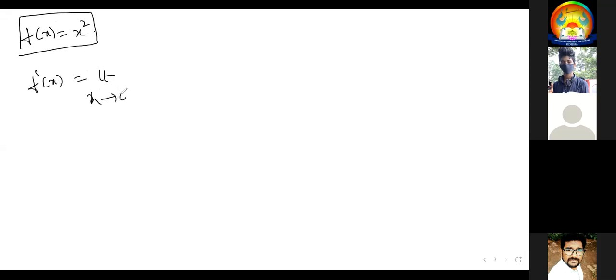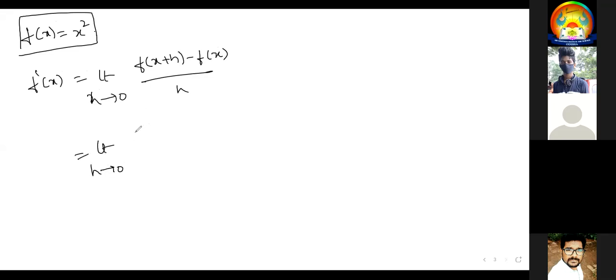Now how, master? If I take f of x is equal to x square, some boy will ask, sir, what is its derivative? Whenever you are calculating the derivative, we have to write the formula: limit h tends to 0, f of x plus h minus f of x by h. That is limit h tends to 0, f of x plus h. f of x का वैल्यू क्या?